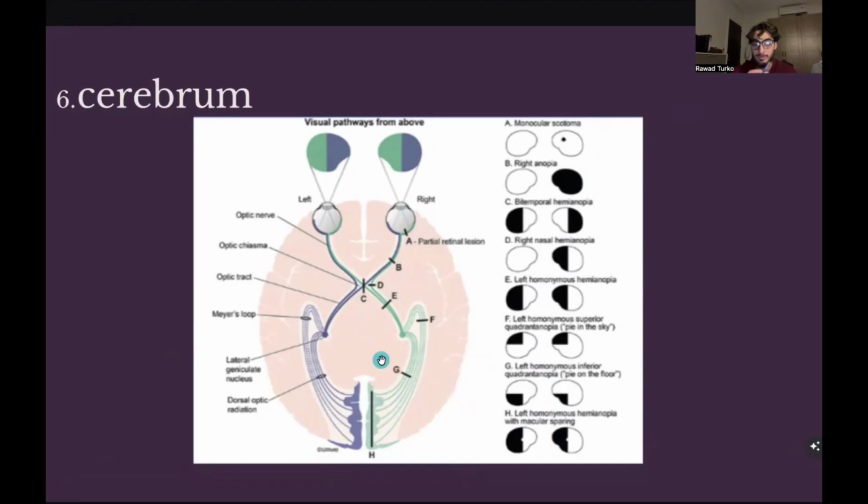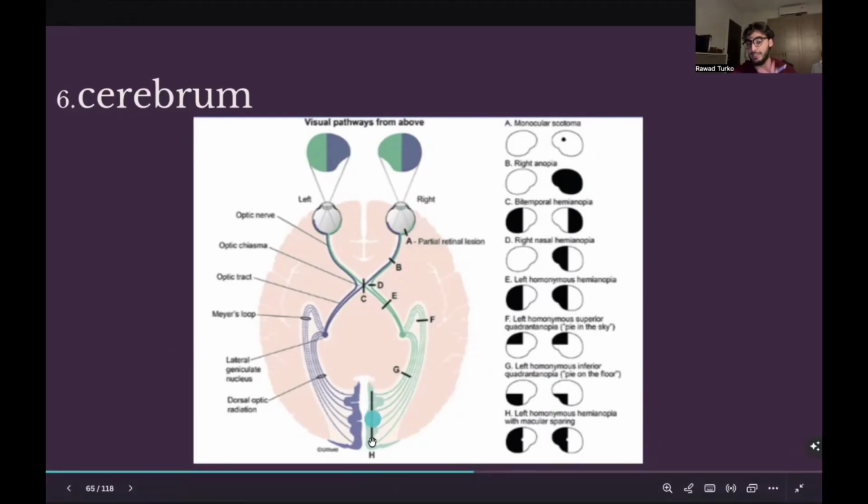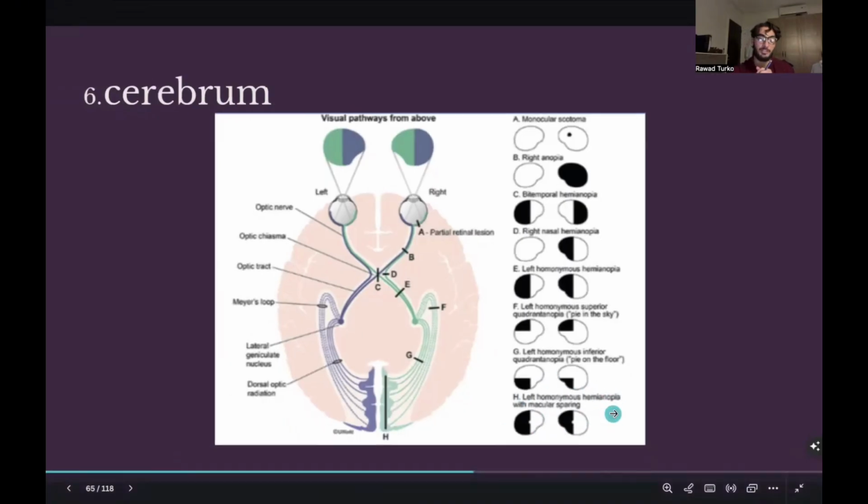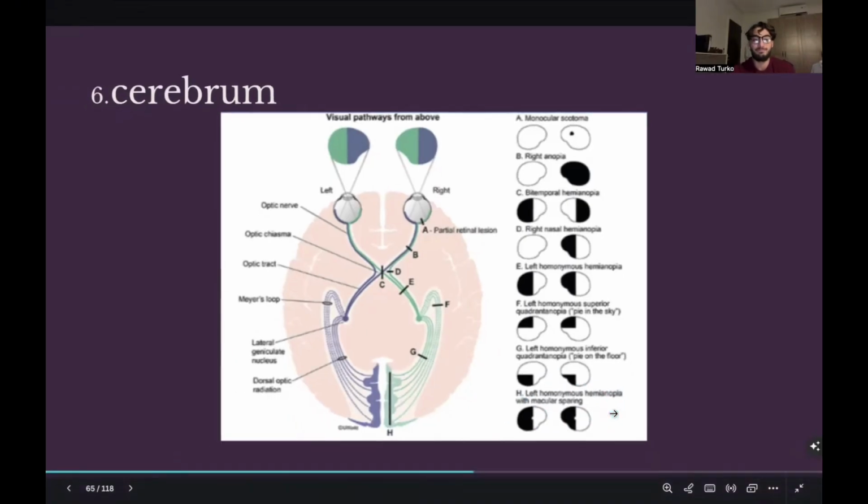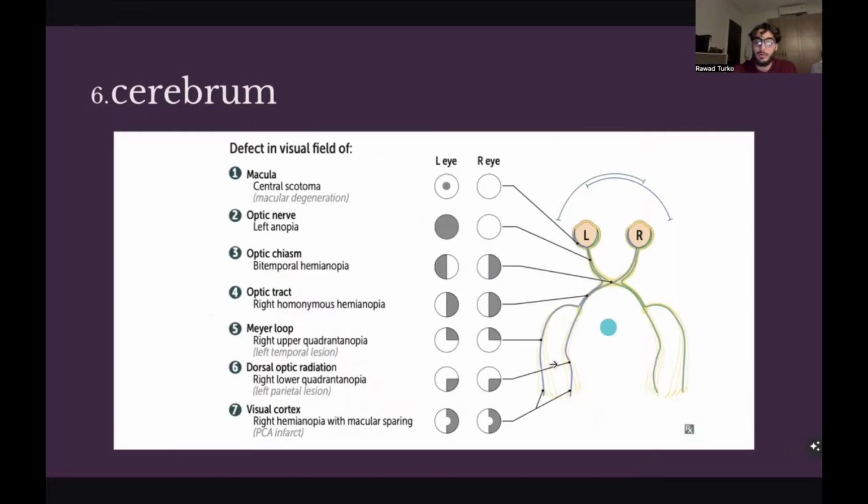Okay, both hemispheres. So if you have only a lesion at the occipital lobe of one side, then you're going to see one sided homonymous or contralateral homonymous hemianopia with macular sparing. And that's because it has dual supply. Okay, does that make sense? Okay, all right. And again, this is what we talked about here.